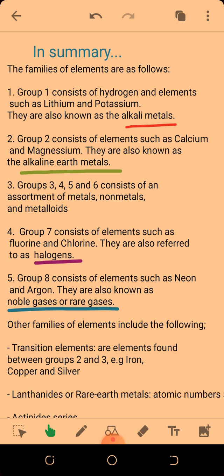In the next video, we will go into details about the reactions that alkali metals undergo and their various characteristics.